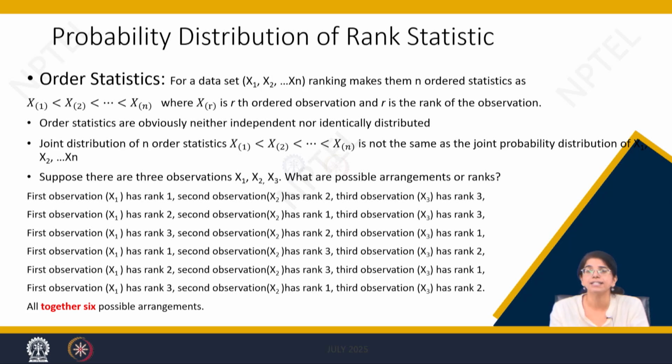So how does this 6 come up? 6 comes up by 3 into 2 into 1. The first place, the first rank, can be taken by any of the 3, so 3 ways. The second place, or the second rank, can be taken by the remaining 2, so into 2, and the final one can be taken by 1, so into 1. This is a clear-cut case of combinatorics. I am not going into the details of permutation and combination. I am just trying to give you a very basic idea.